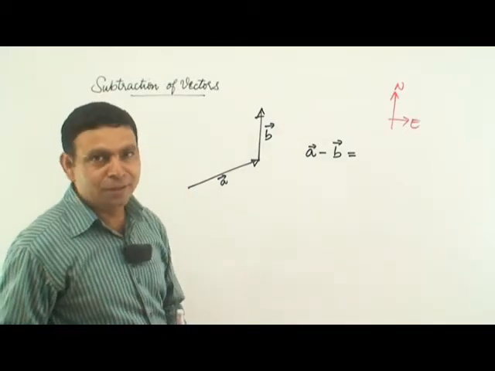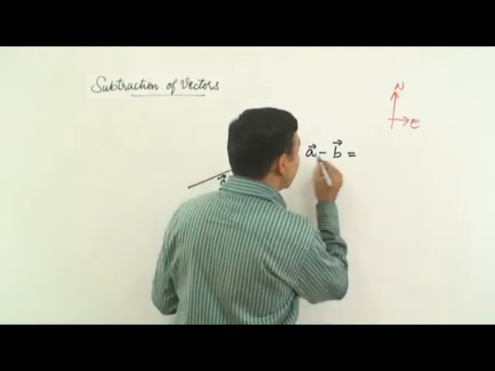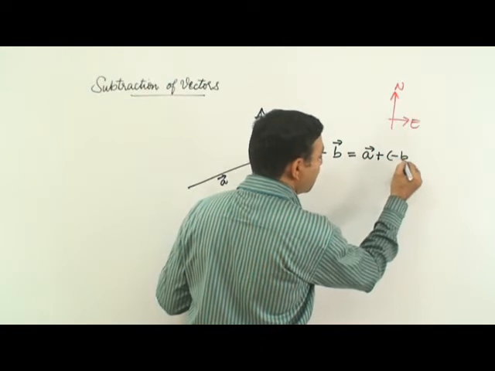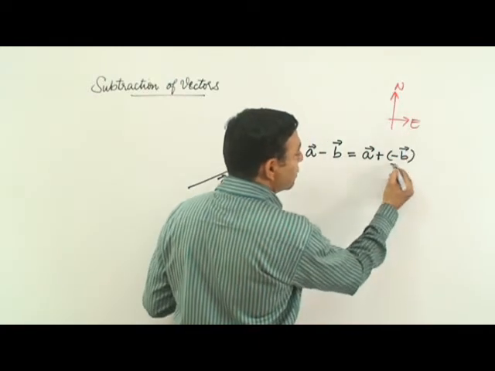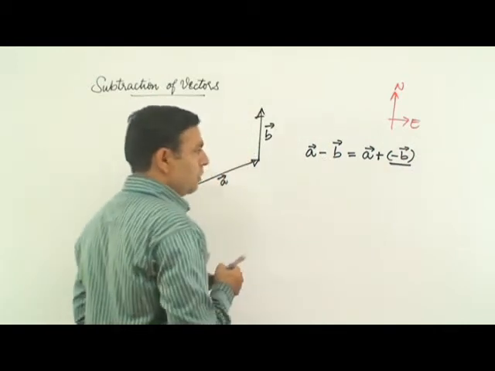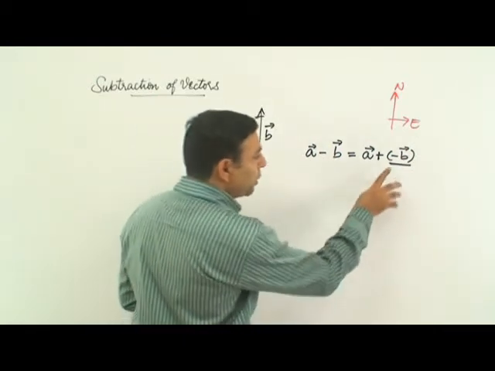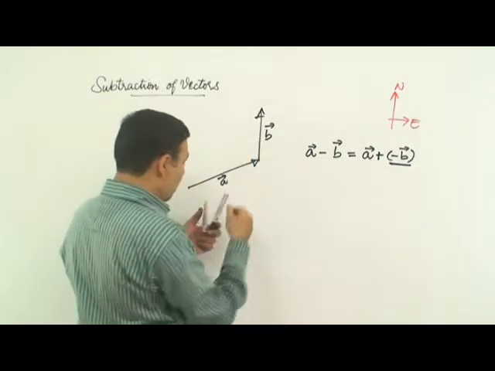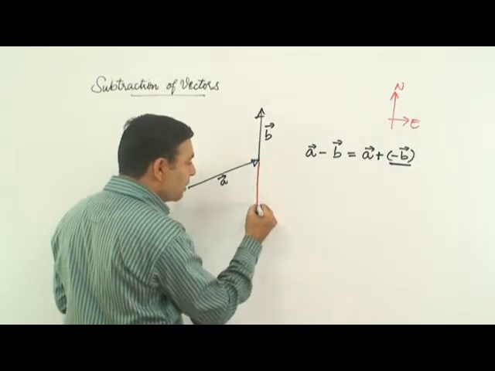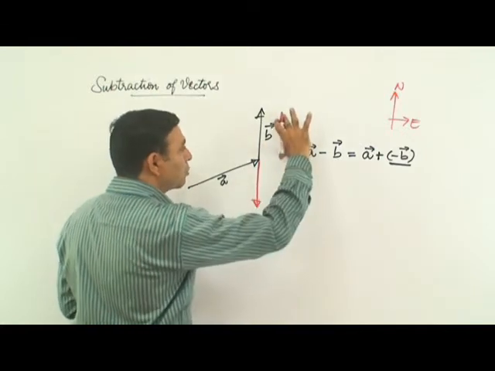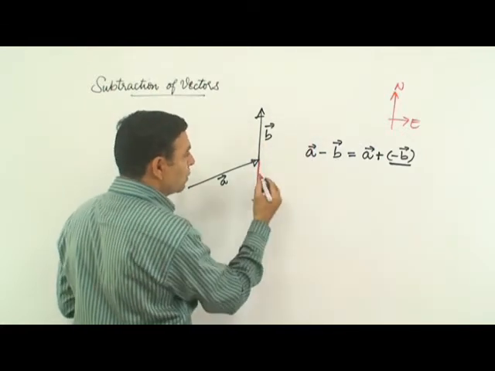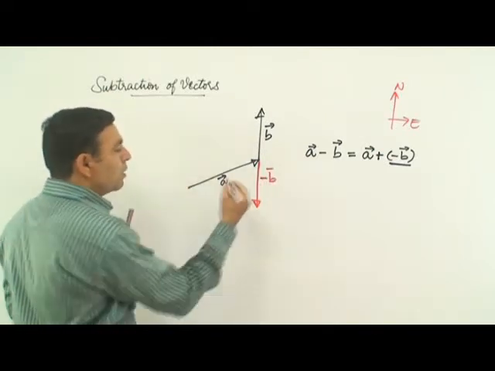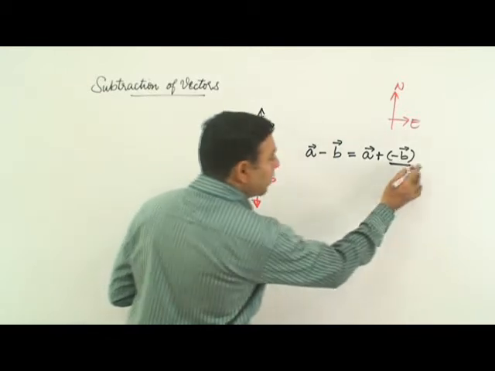So what we do is write A minus B as A plus of minus B. What is minus B? This is the negative vector of vector B. So now we take minus B and add it to vector A. This is vector B, so this is going to be minus B, a vector whose magnitude is equal to that of B but direction is opposite to that of B. This becomes minus B.